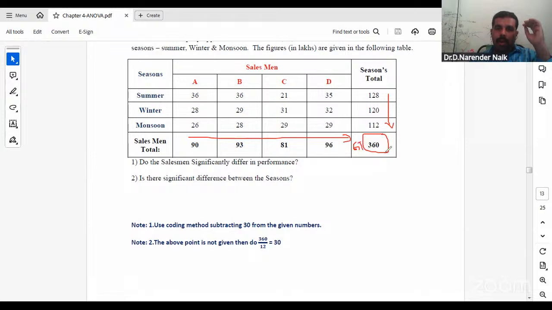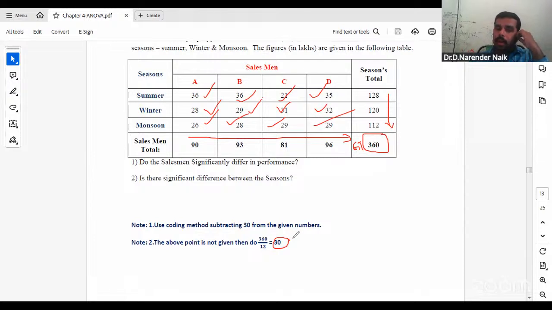Grand total divided by 12. 12 means number of samples 1, 2, 3, 4, 5, 6, 7, 8, 9, 10, 11, 12. So here that is divided by 12. So we will get 30. Okay. So this 30 is important. What we have to do with this 30?